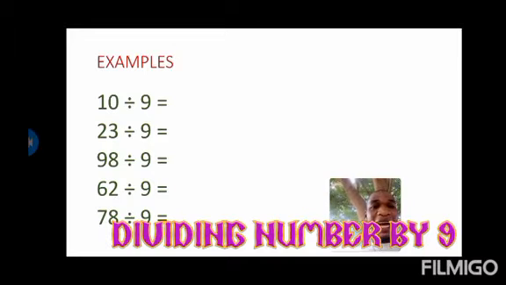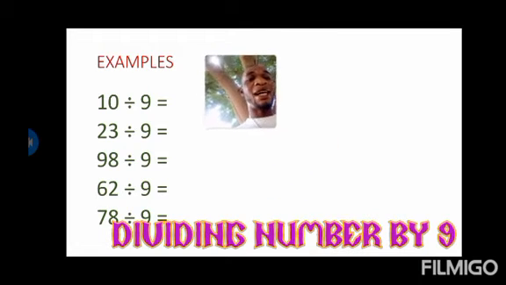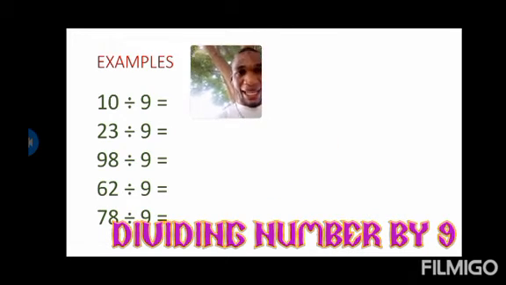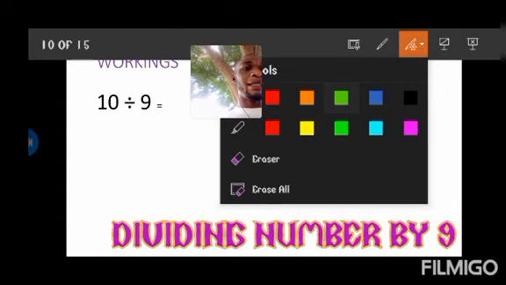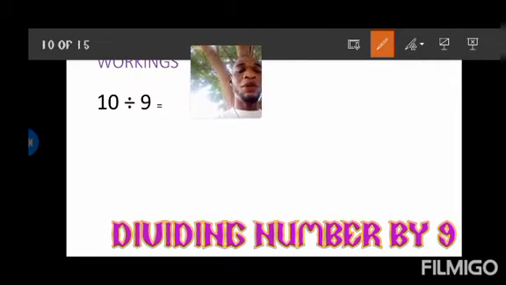10 divided by 9, 23 divided by 9, 93 divided by 9, 62 divided by 9, 78 divided by 9, and many more. You can form your own 2-digit number and divide it by 9. So let's take this. Look at this. Let me pick a wonderful one. Do you like green? Let's use green pen. Look at this guy. 10 divided by 9.